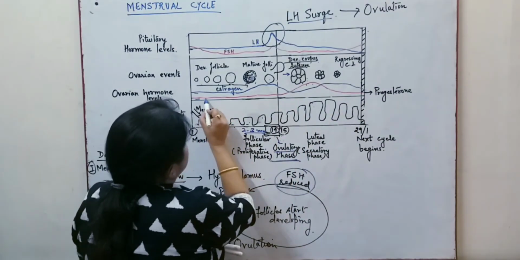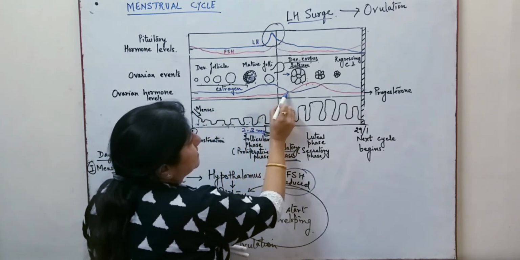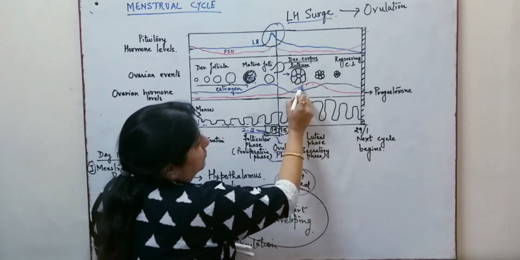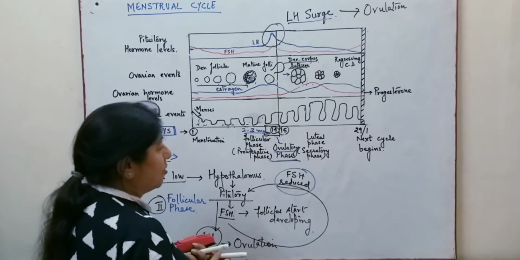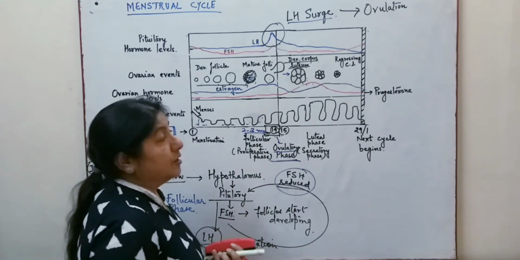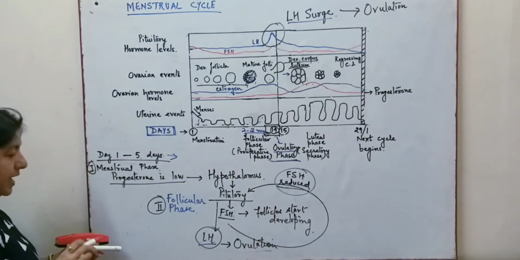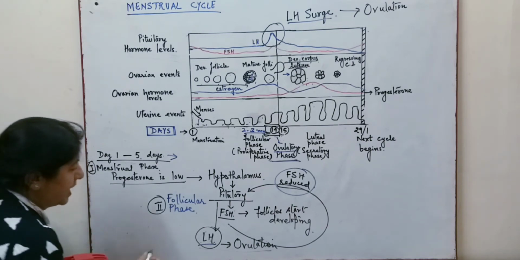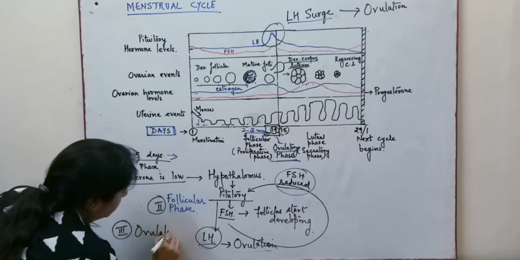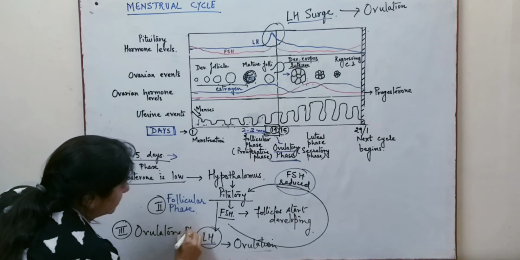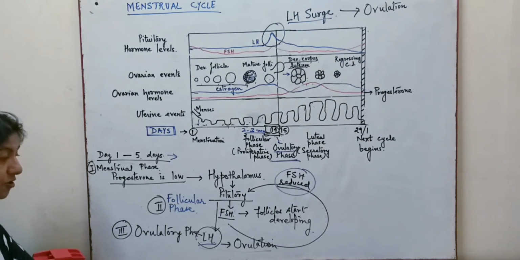So the progesterone, which is low during the menstrual cycle, gradually increases and reaches its peak at the formation of the corpus luteum. So the corpus luteum produces the hormone known as progesterone. This LH surge causes the ovulation, and this period is known as the third stage, that is the ovulatory phase. So this is the ovulatory phase under the influence of luteinizing hormone.